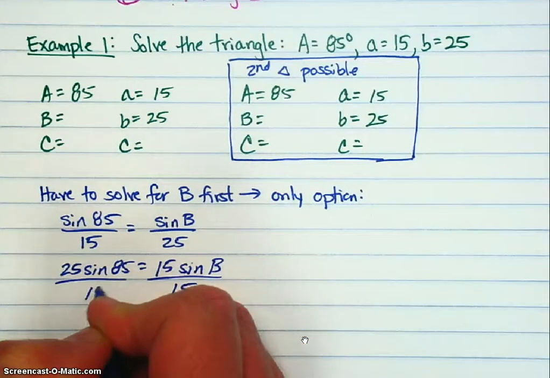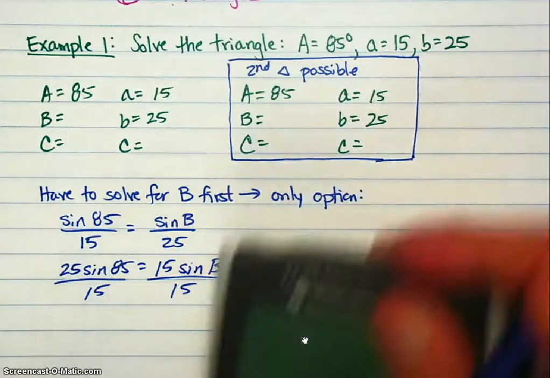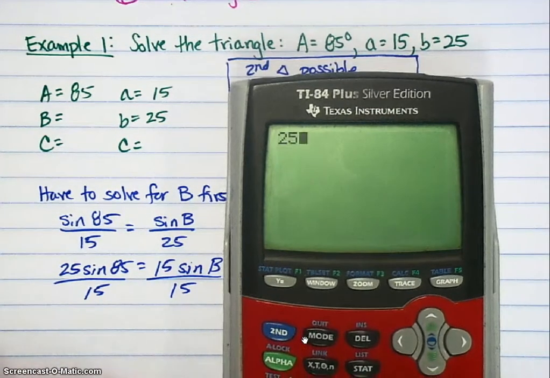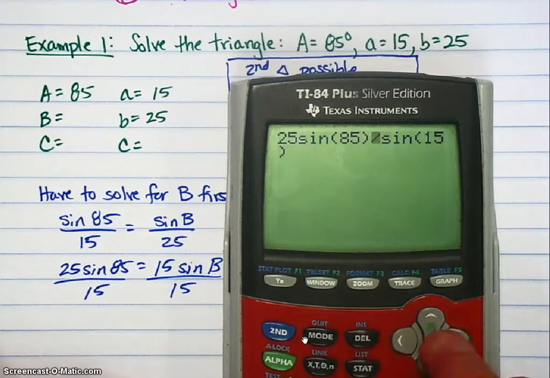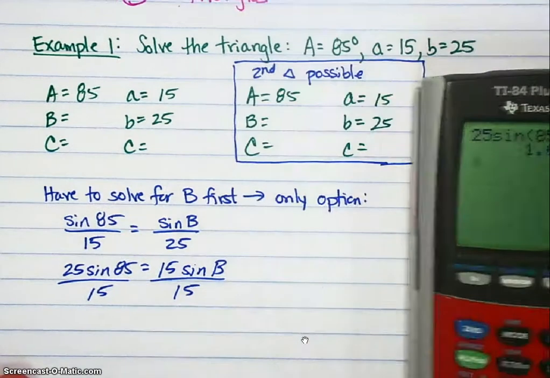And if we divide both sides by 15, we come up with, let's see, and I'll just refresh you on how to do this in the calculator. 25 sine 85 and then divided by 15, not sine 15, just divided by 15. And that gives me this 1.66 number.